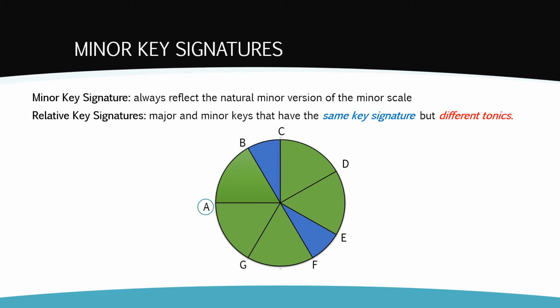It's important to remember at this point that you can take the natural minor scale and alter pitches to raise the 6th and the 7th scale degrees. So in pieces or sections of music written in a minor key signature, accidentals will exist.